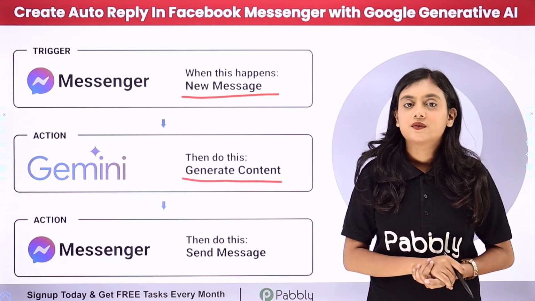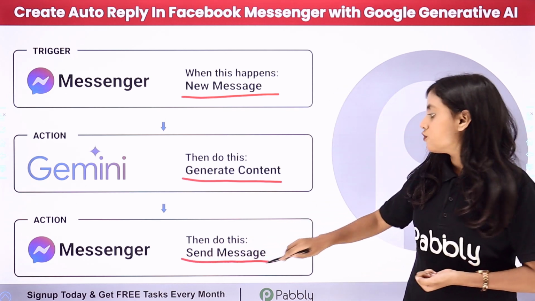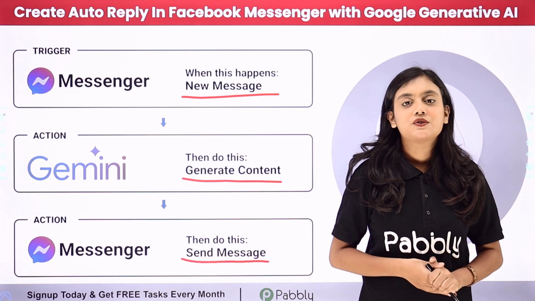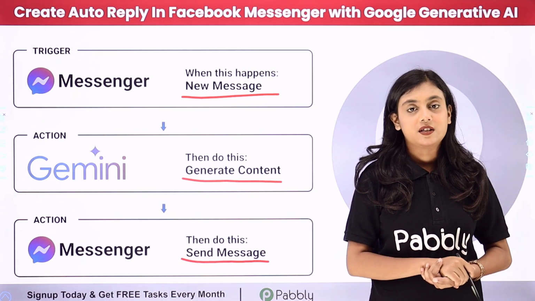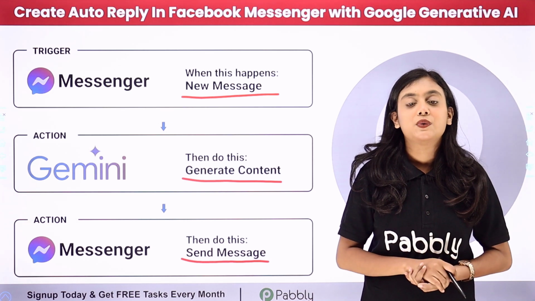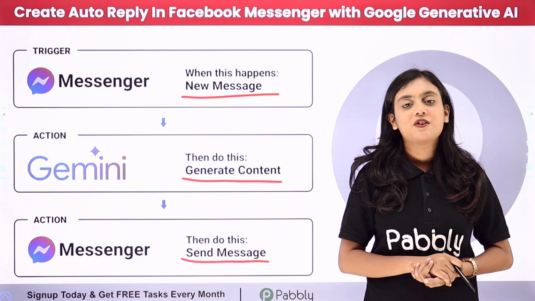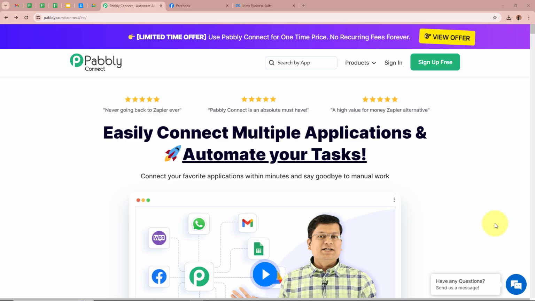And as soon as the answer to that question is generated, I want to reply with the answer back to my customer on their Facebook Messenger account. For that, we're going to simply create an automation between Facebook Messenger and Google Generative AI, that is Google Gemini, with the help of Pabbly Connect. So if you want to learn how to do this amazing automation, then let me take you all to my screen.